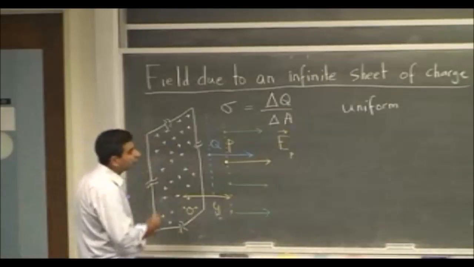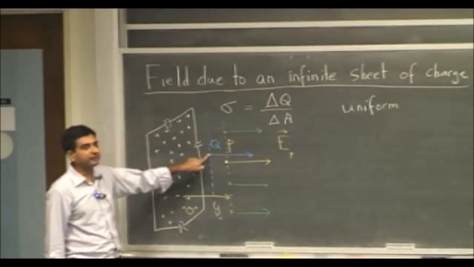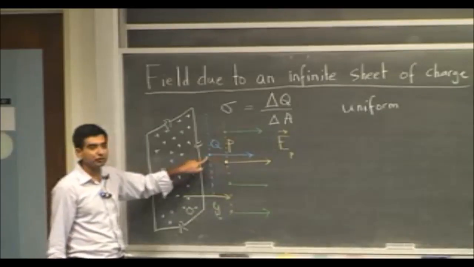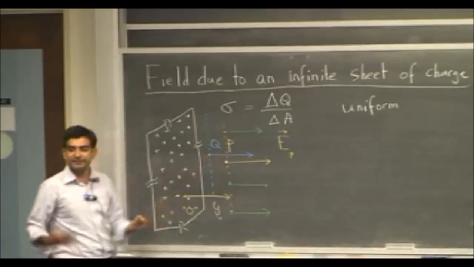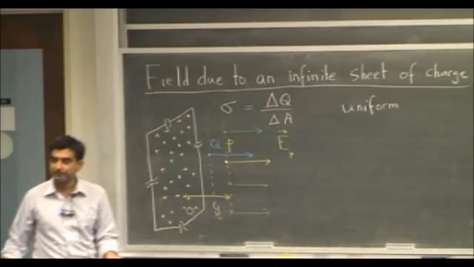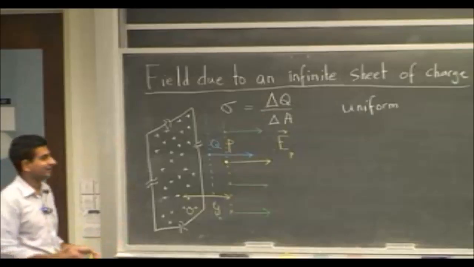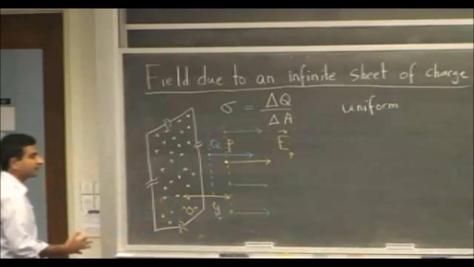And intuitively one would assume that this electric field could have a different magnitude than the electric field at point P because you're closer to the sheet. So this is something we would like to find out. Alright? But this sheet has two sides to it. There is a right side and there is a left side.